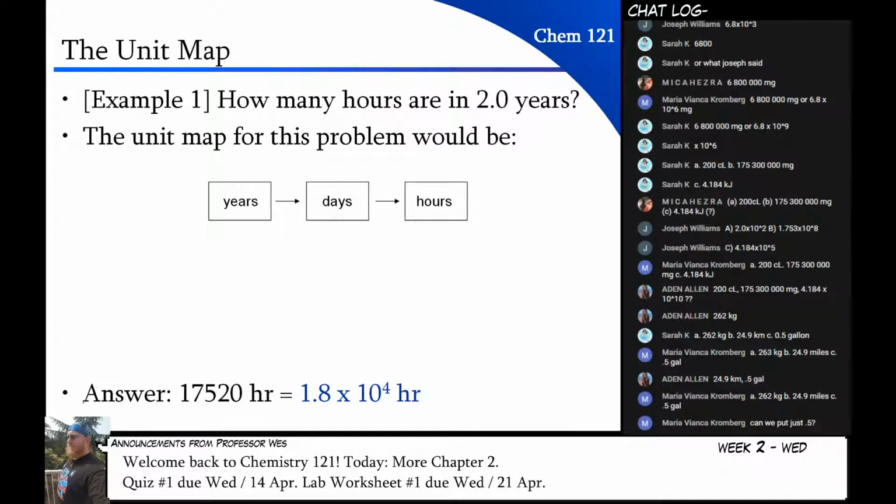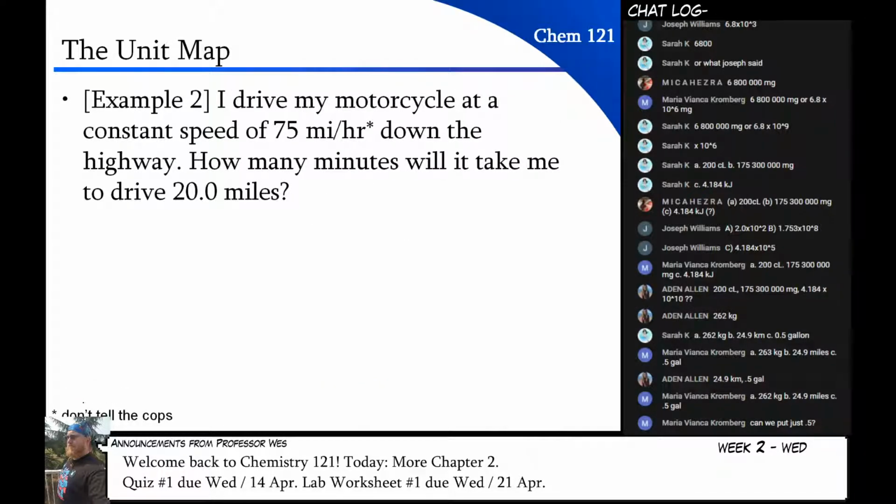So I want you to try and apply this strategy to this next problem, where I give you all the conversions that you need. Well, I give you most of them, actually. You'll have to get one more to do this, but I drive my motorcycle at a speed of 75 miles per hour down the highway. It's a constant speed. It doesn't change. How many minutes will it take me to drive 20 miles?